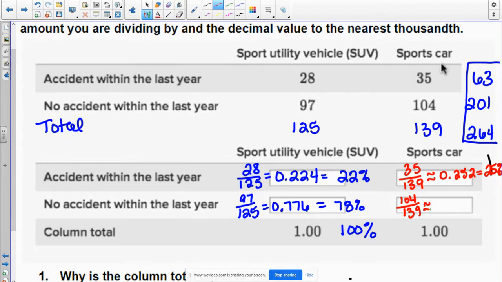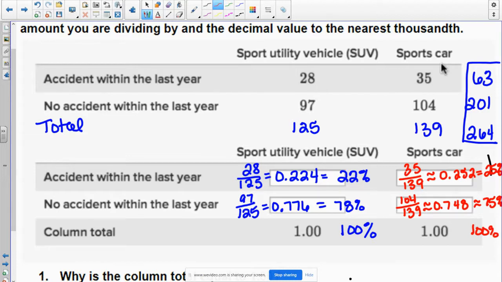So that's approximately, and it says to the nearest thousandths, so 748. And then you're going to round that. So you're going to move the decimal over twice, 1, 2. So that'd be 75%, because that 8 rounds it up, which is a good sign, because 25% plus 75% is 100%.